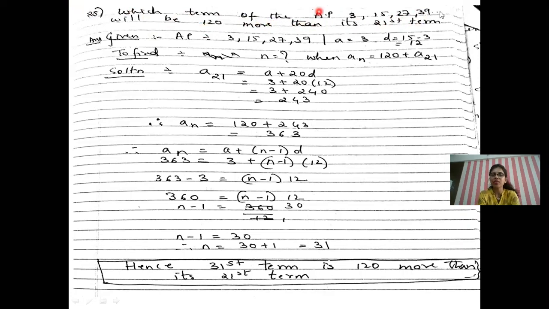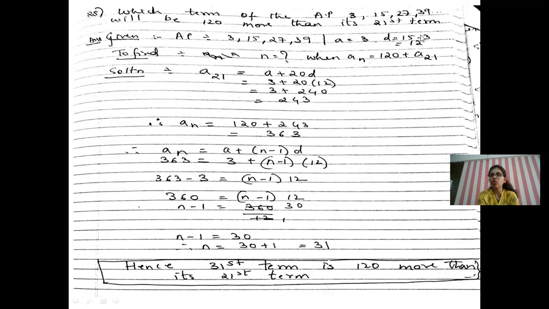The AP series is given to us. From that, we'll be able to find the value of A, that is the first term. Second term minus first term, we'll be able to find the value of D. And then they have said that you have to find the term which is 120 more than the 21st term. So from the given AP series we are able to write the value of A, value of D, and then we have to find N, because we have to find which term.